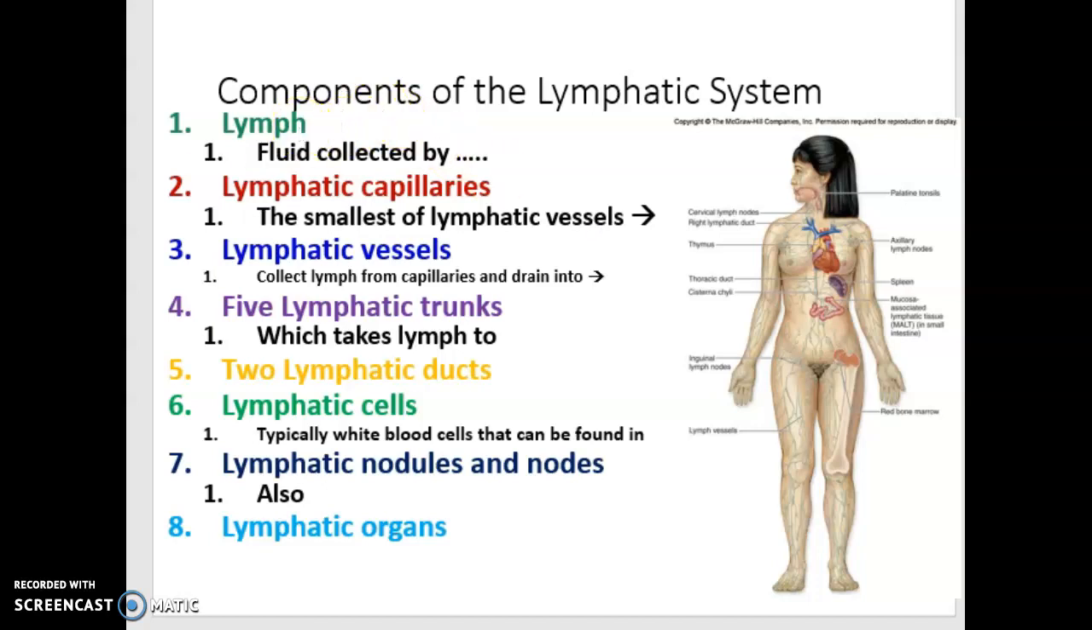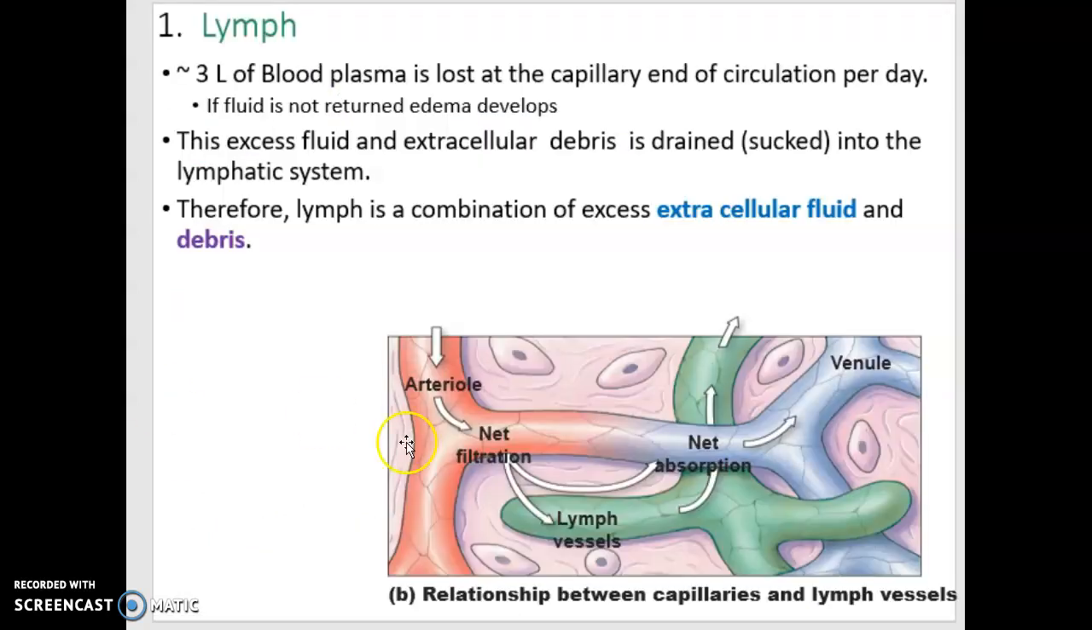So, lymph. Lymph is just excess extracellular fluid that escapes the capillaries. So we have net filtration at the capillaries because even continuous capillaries leak, and that can cause swelling. That looks like a very mean face right there. Now, the lymph capillaries are going to take up this excess extracellular fluid and debris.